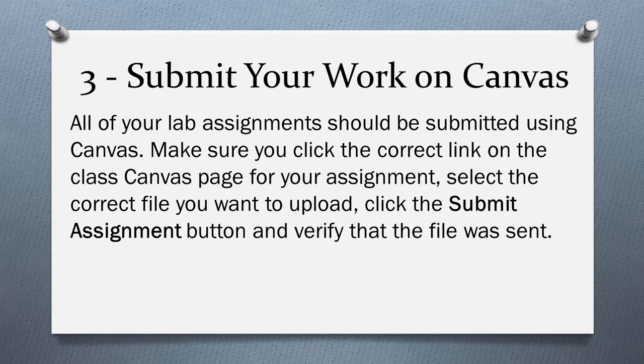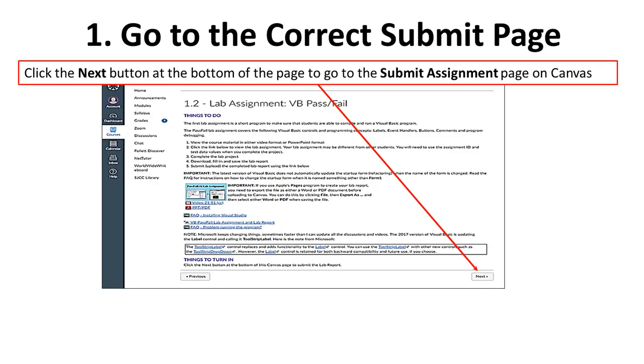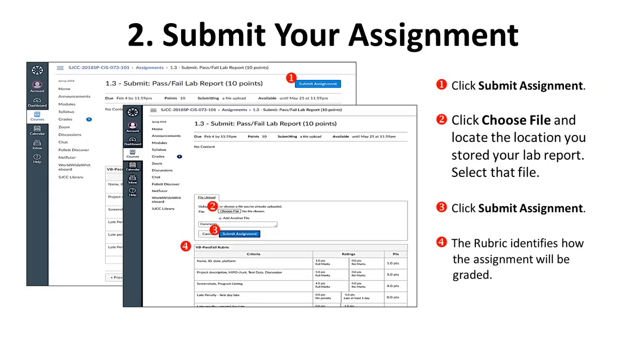All your lab assignments should be submitted using Canvas. Make sure you click the correct link on the class Canvas page for your assignment. Select the correct file you want to upload, click the Submit Assignment button, and verify that the file was sent. Easiest way is to click the next button at the bottom of the page to go to the Submit Assignment page on Canvas. Click the Submit Assignment, click Choose File, and locate the location you stored your lab report. Select that file. Click the Submit Assignment.